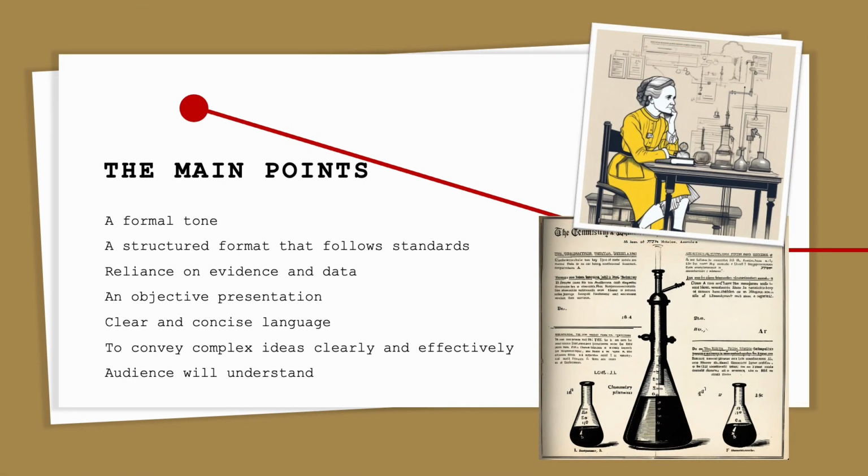The main points of academic writing include a formal tone, a structured format that follows standards, reliance on evidence and data, an objective presentation without personal opinions, emphasis on clear and concise language, and the ability to convey complex ideas clearly and effectively, so your readers or audience will understand. Now let's start with the key differences between a literature review and a research study article.